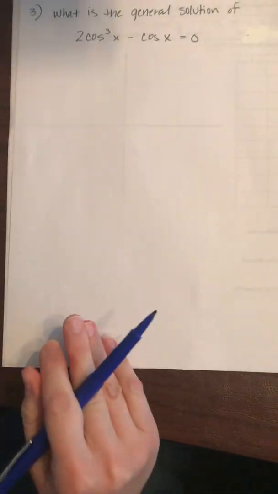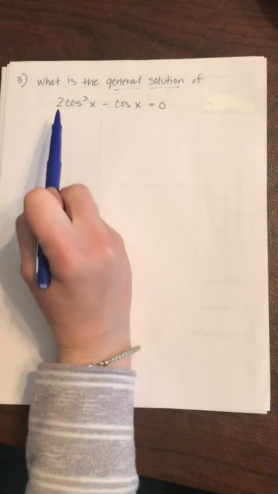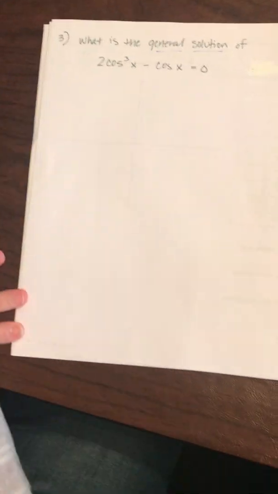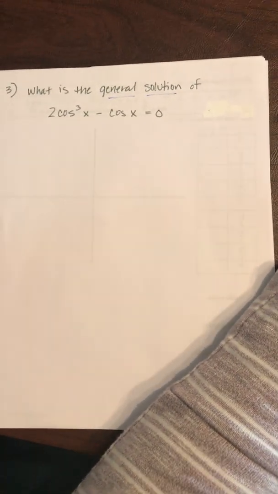All right, next one. I'm back to general solution here. This time I'm asking for 2 cosine cubed x minus cosine of x. I also want to show you that if it gets confusing to think about what you need to do when you're solving a cosine or a sine function, you can always kind of ignore the cosine and sine. Let me show you what that means.